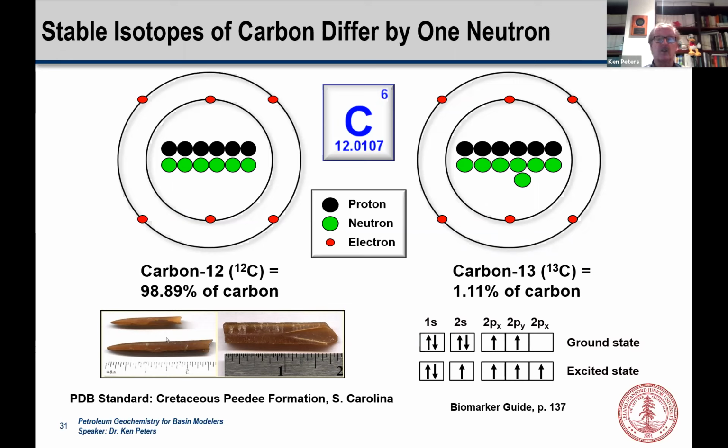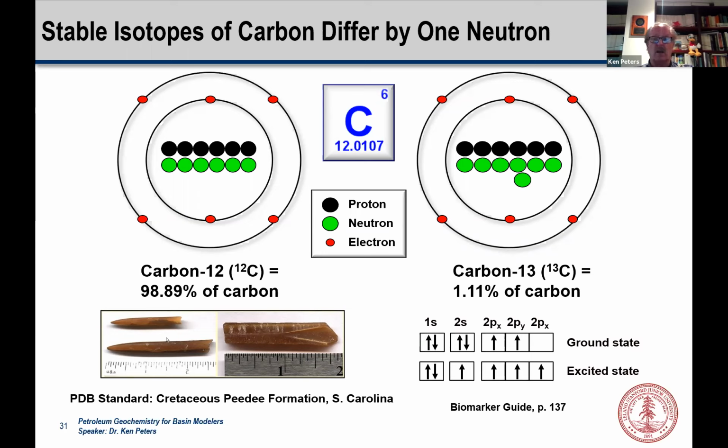Carbon-12 has 6 protons and 6 neutrons. This one has an extra neutron, so it's going to be C13 rich. The original standard was the PDB belemnite, a little marine organism that had a carbonate test. Of course, that was used up a long time ago, but there are other standards that people use. PDB belemnite is the standard that everybody relates to when they measure carbon isotope values.